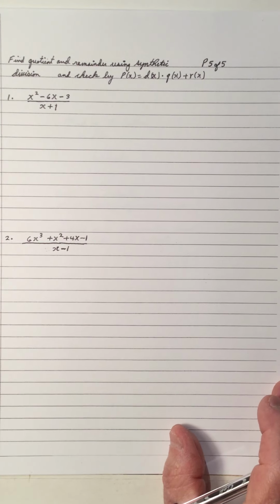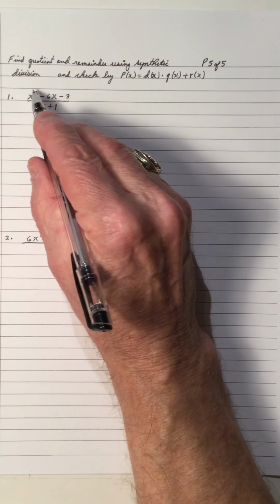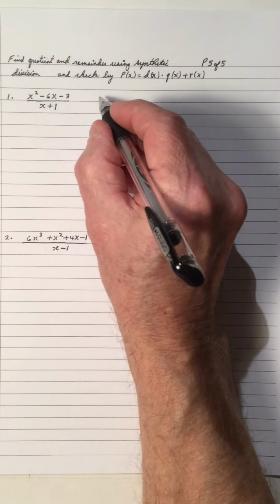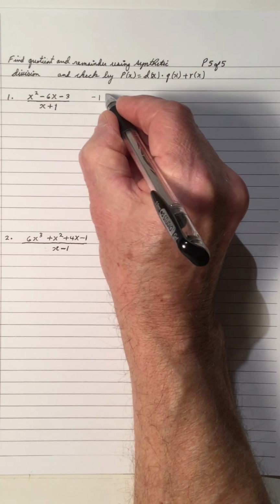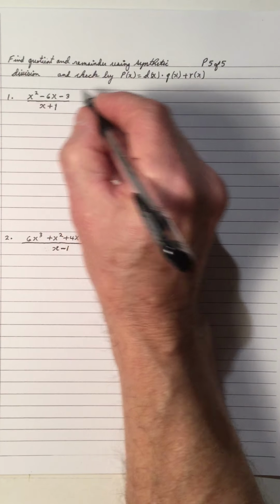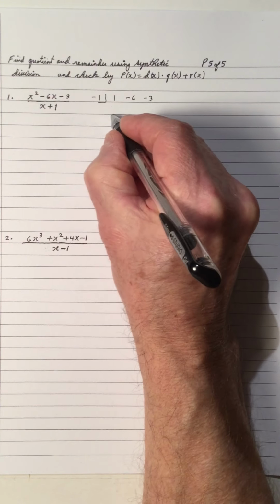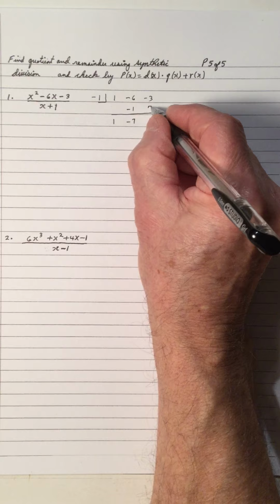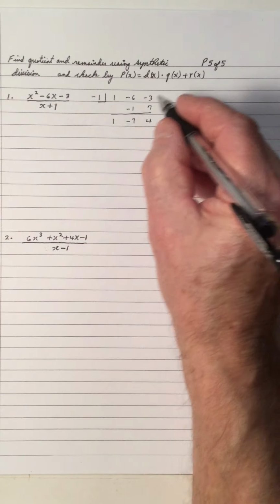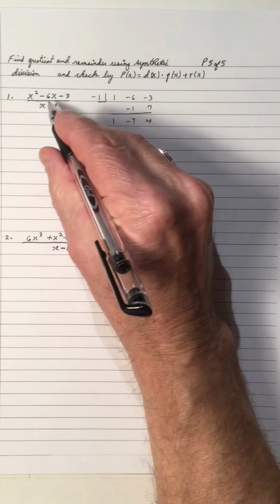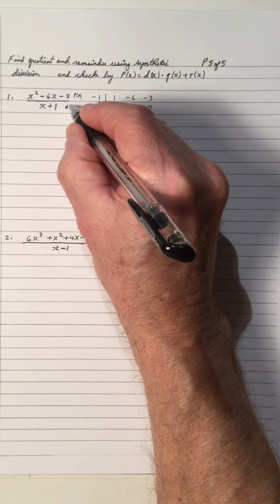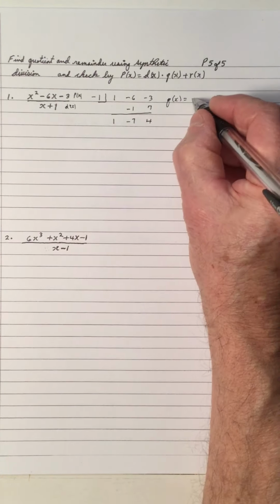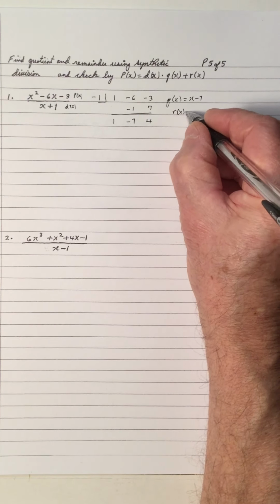Okay, and this is the last page. Find the quotient and the remainder using synthetic division, and check that the p of x equals the d of x times the q of x plus the r of x. So let's do the synthetic division. We have a plus 1, so let's make it a minus 1, into descending order, x squared, x, perfect: 1, negative 6, negative 3. Draw a line, bring down your 1, multiply, negative 1, add, negative 7, multiply, 7, add is 4. So based on that, this is our p of x, this is the d of x, and so the q of x is, that's a constant, so that's an x minus 7, and the remainder r of x is the 4.